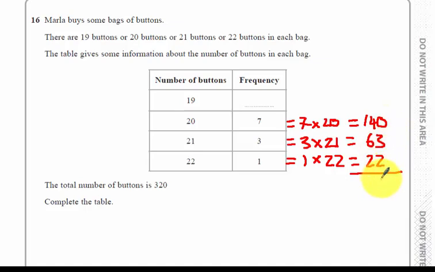If I add these up, 6 and 4 is 10, and 2 is 12. Obviously check this on your calculator. Carry 1. So far I've got 225 buttons accounted for.